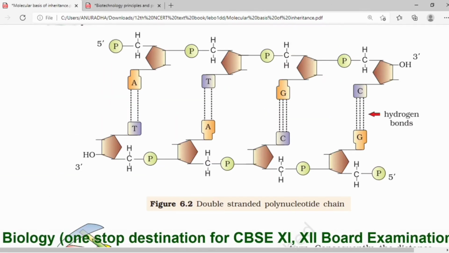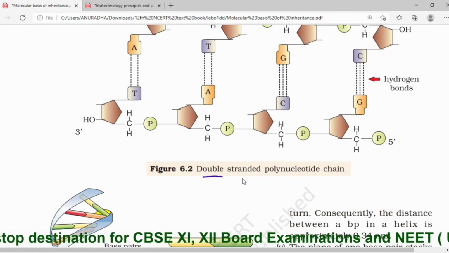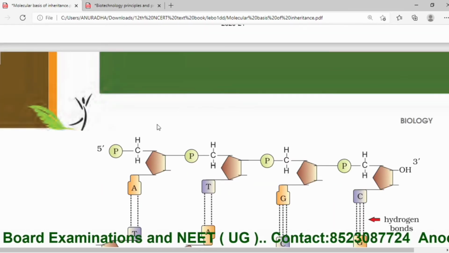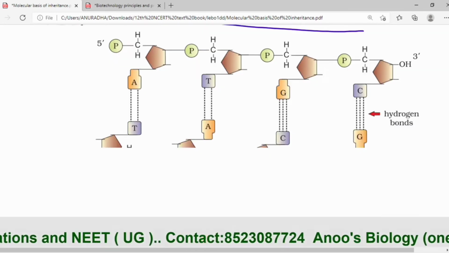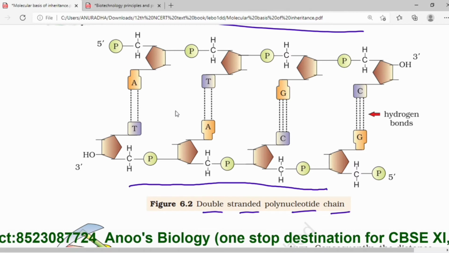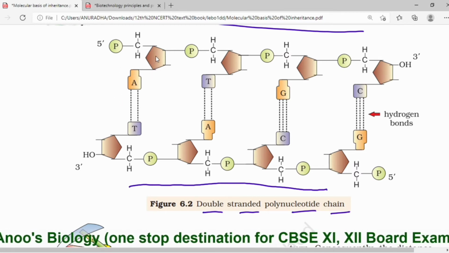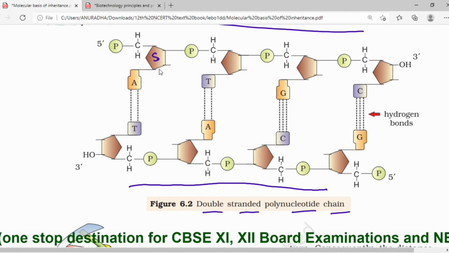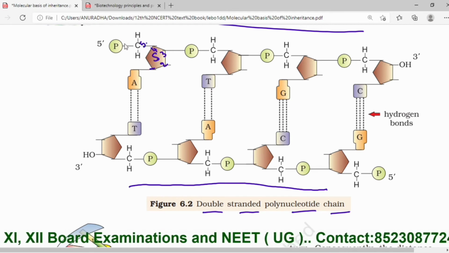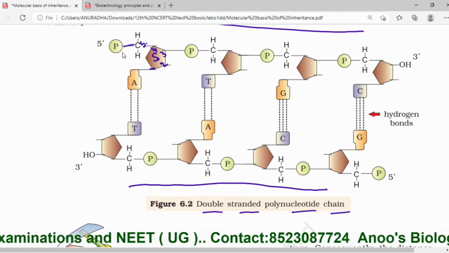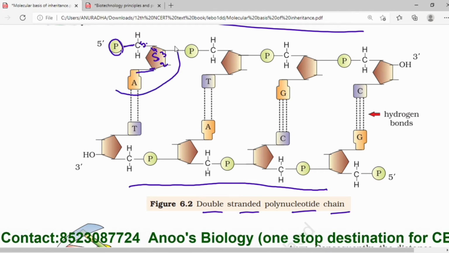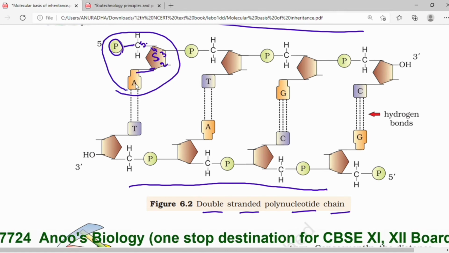So these are two strands of DNA. Here it is given as a double-stranded polynucleotide chain. In this double-stranded polynucleotide chain, this is one strand and this is the opposite strand. Right? So here, let's study this strand first. This is sugar, and what are the positions? First position, second position, third position, fourth position, fifth position. Here, phosphate is attached at the fifth position and the nitrogen base is attached at the first position. So this is one nucleotide, adenylic acid, as the nitrogen base is adenine.